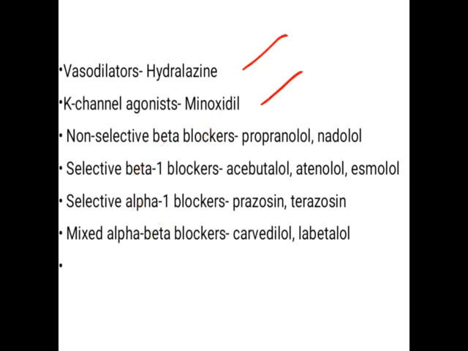Now just go through the sympatholytic drugs. They are non-selective, selective, and mixed. So what is the difference between selective, non-selective and mixed? Suppose a drug acts on the beta 1 receptor. It blocks the beta 1 receptor, and it does not act on any alpha receptor or any other beta receptor like beta 2. It acts only on the beta 1 receptor. Then you can say that the drug is a selective beta 1 blocker.